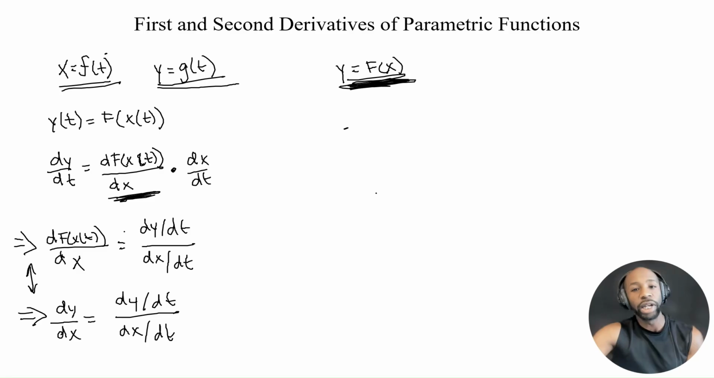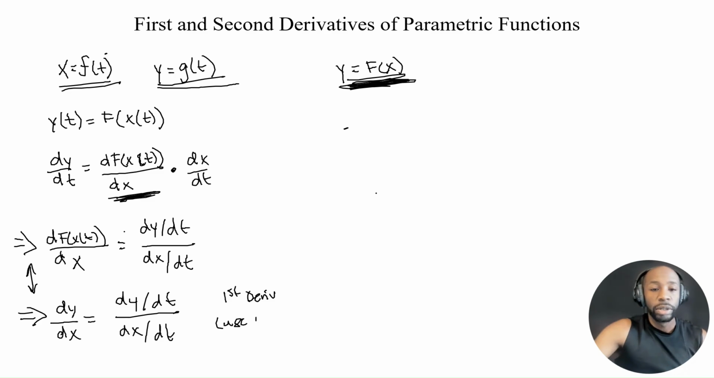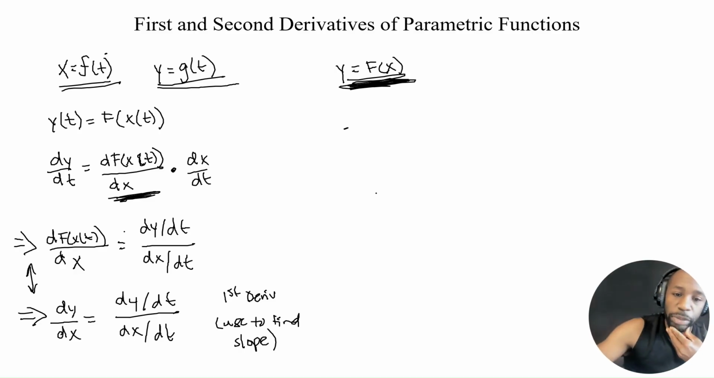Why? Because y is equal to f of x. So that's why I replace f of x with y. So the derivative of y with respect to x is the same as the derivative of y with respect to t over the derivative of x with respect to t. This is the first derivative, and we can use this to find slope. Let me put some color around here so that can be easily seen.